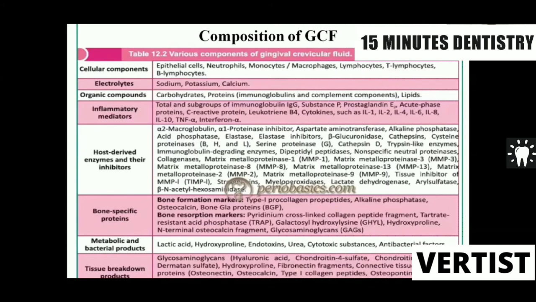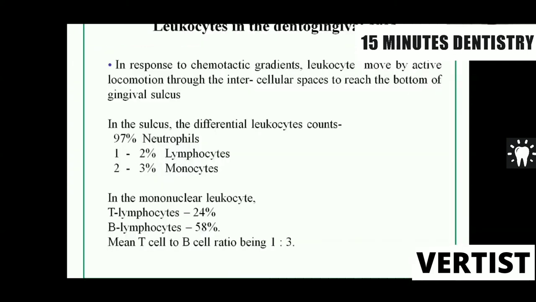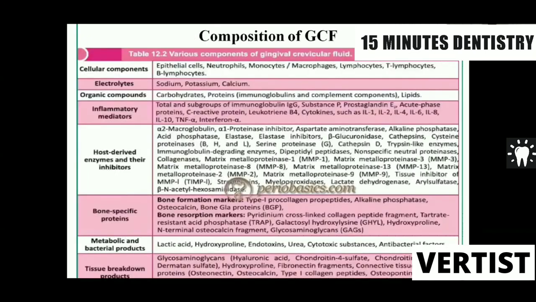Periotron also. Now, what is the composition of gingival crevicular fluid? SAQ can be asked to you on gingival crevicular fluid. Cellular components of gingival crevicular fluid are epithelial cells, neutrophils, monocytes, macrophages, lymphocytes, T lymphocytes, and B lymphocytes. Sodium, potassium, and calcium are the different electrolytes it contains. Organic compounds are carbohydrates, proteins, and lipids.